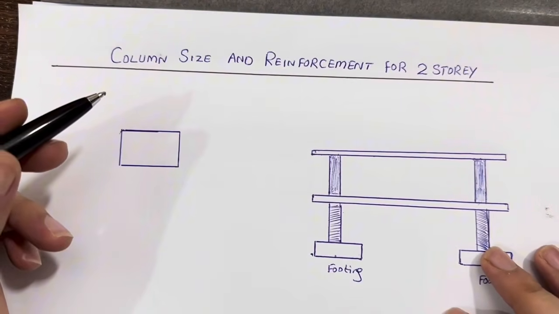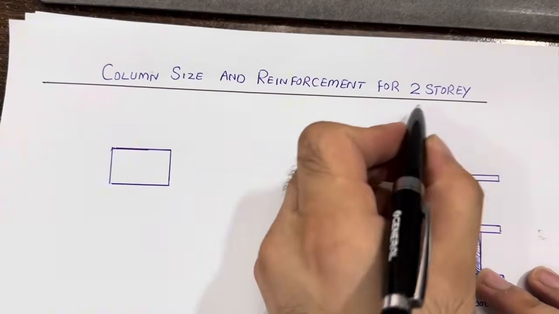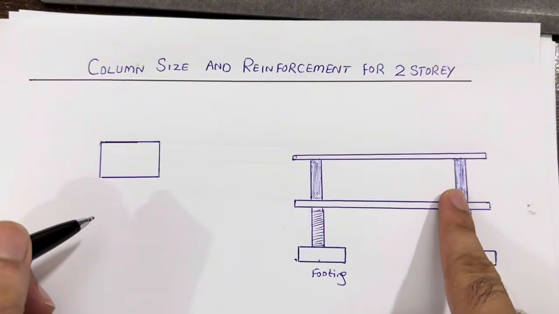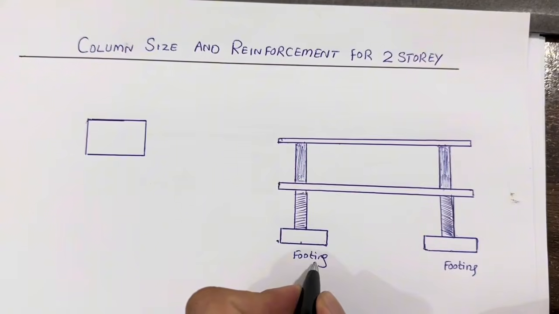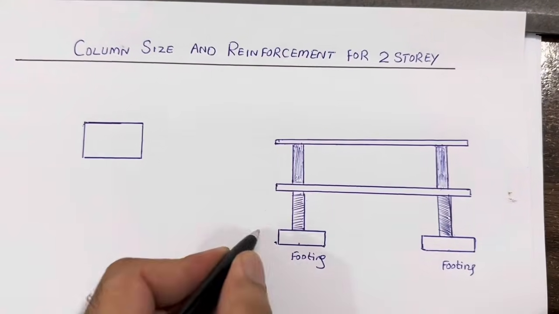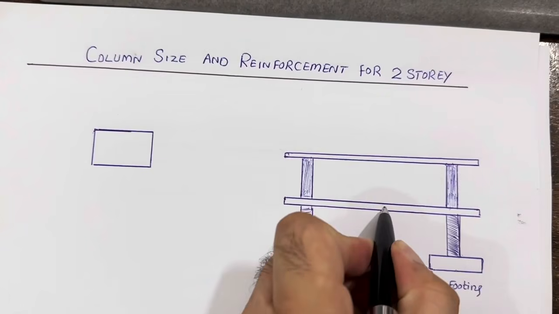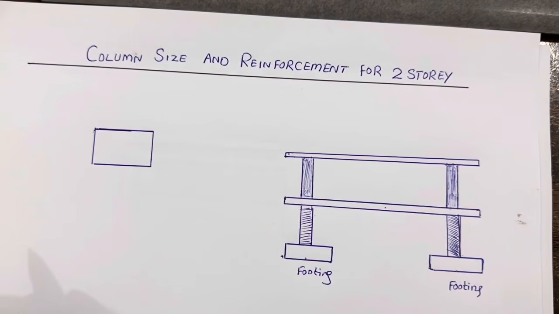In this short video lecture, I would like to guide you for column size and its steel reinforcement for a two-story residential building. So guys, you can see this is a frame structure for a two-story residential building. At the bottom of these columns, you can see this is called footing and this is an RCC column. This is an RCC slab. And what should be the size of the column if you are going up to two-story for a residential building?